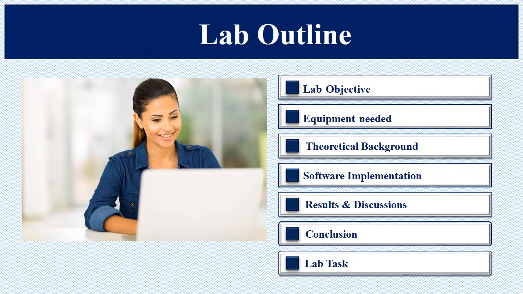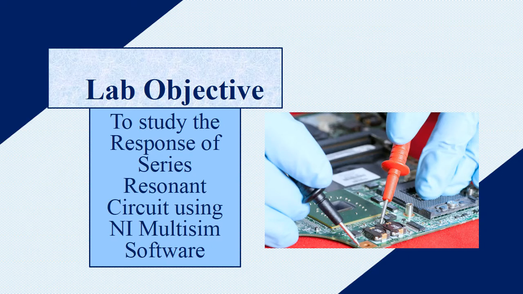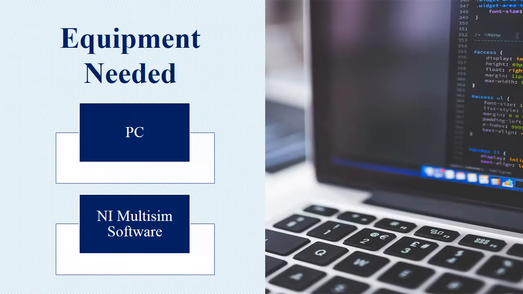Agenda of this experiment includes 7 different sections: lab objective, equipment needed for the experimentation, theoretical background of the experiment, software implementation, results and discussion part, conclusion, and the task assigned. The title of today's experiment is to study the response of series resonant circuit using NI Multisim software. Equipment needed for the experimentation is NI Multisim software installed on the personal computer.